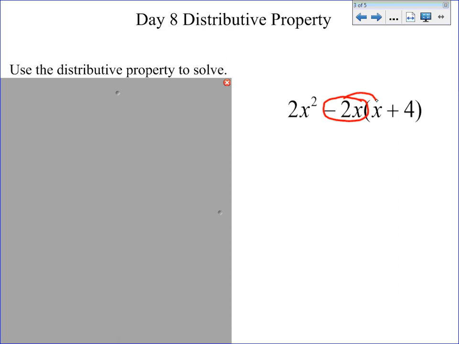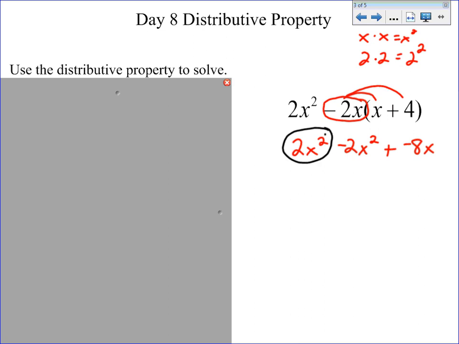Negative 2 times x gives us negative 2, but another new thing is we now have x times x. When you have x times x, that gives us x squared. It's just like when you write 2 times 2, when we did exponents, another way to write that exponentially is 2 to the second power. Same concept here. Now we take our negative 2 times 4, and we're going to add a negative 8x, and then bring our 2x squared down.